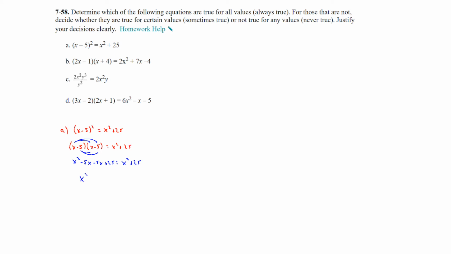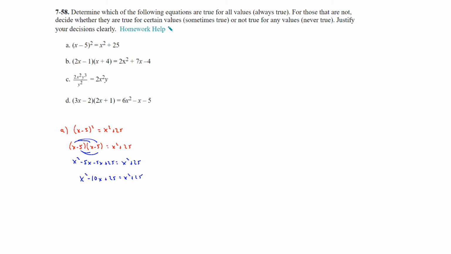And you'll notice that you have a middle term. It's negative 5x minus 5x. So are these two equal to each other? Is x squared minus 10x plus 25 equal to x squared plus 25?